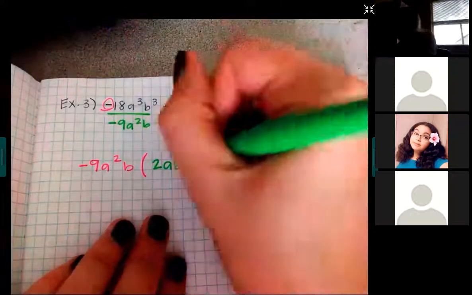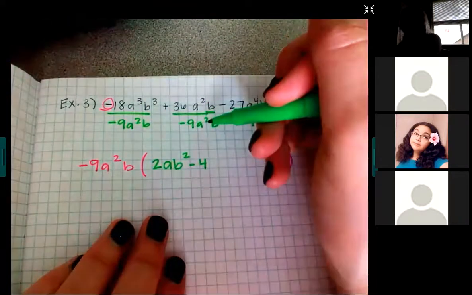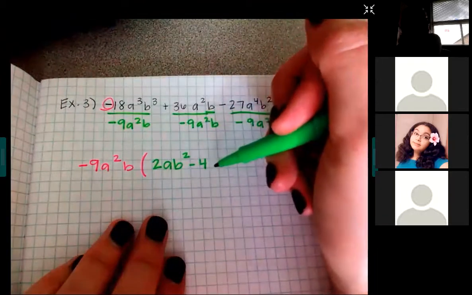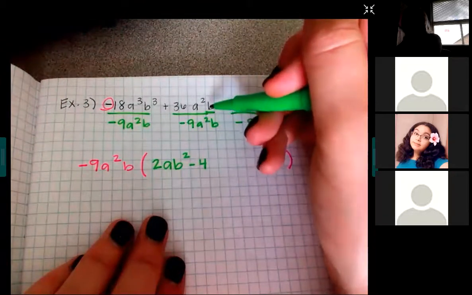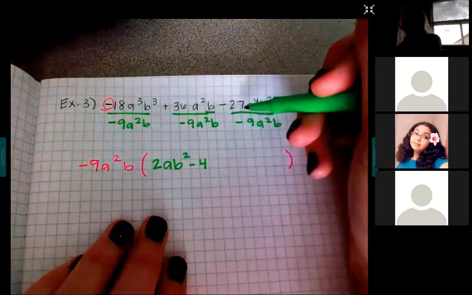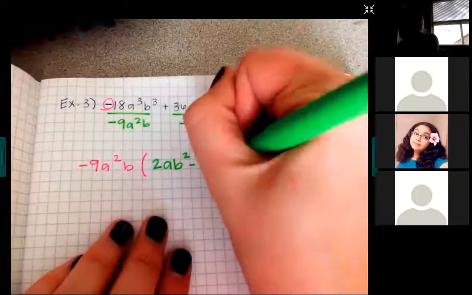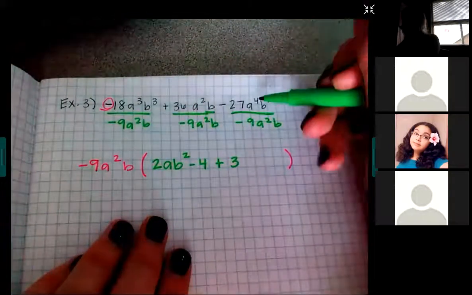Negative 4, good. I had 2 A's. Now look at this. I took out both the A's. So are there any A's? No. I had a B. I took that out. So are there any B's? No. Okay, so let's move on. What's negative 27 divided by negative 9? Positive 3.